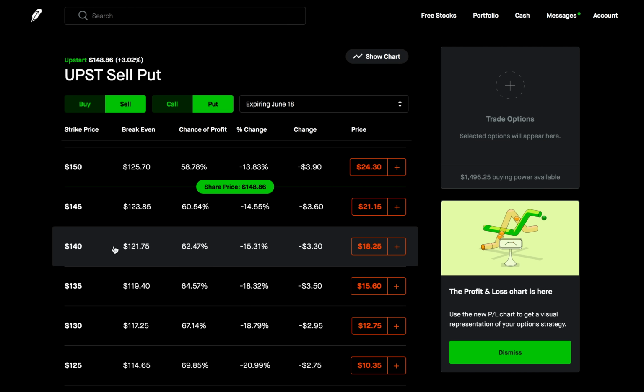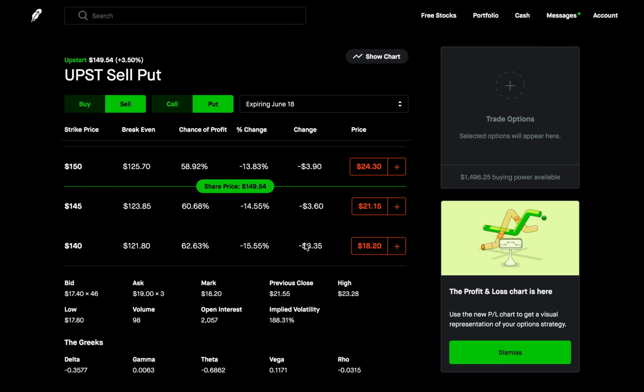And that should be okay because you've already determined that this is a company you want to buy, you want to hold long term, you're bullish on. So there should be no problem there if that does happen. And on the other hand, remember, for selling options, you receive a premium, right? We're receiving a premium for selling this put. How much? We're receiving $1,820 here.